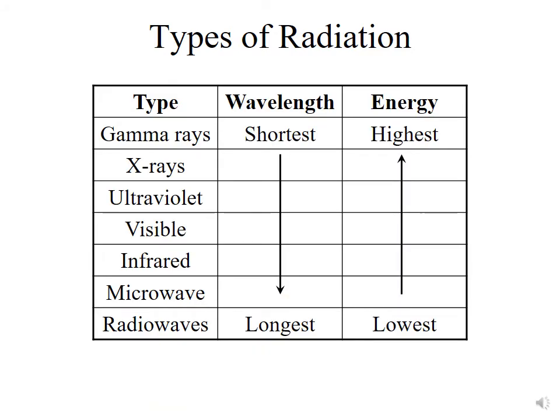So the gamma rays have the shortest wavelengths, and the wavelengths get longer and longer until you get to the radio waves. In terms of the amount of energy associated with each of these types of radiation, the gamma rays, which have the shortest wavelength, have the highest amount of energy associated with them, and the radio waves have the lowest amount of energy associated with them.